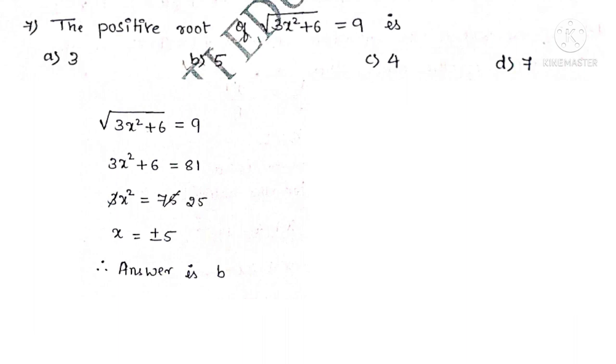Squaring on both sides will give you 3x square plus 6 is equal to 81. Send 6 to that side so that it will become minus 6. Then 3x square is equal to 75. 3 25s are 75, so x square is 25, so x is equal to plus or minus 5. Since they have given here the positive root, you should consider plus 5. Therefore the option B is correct.